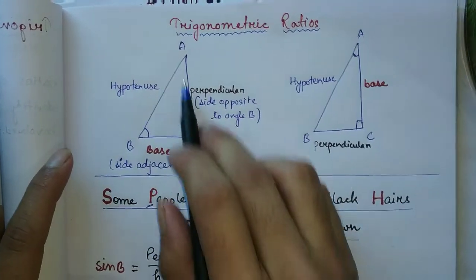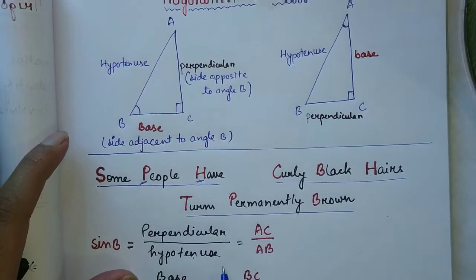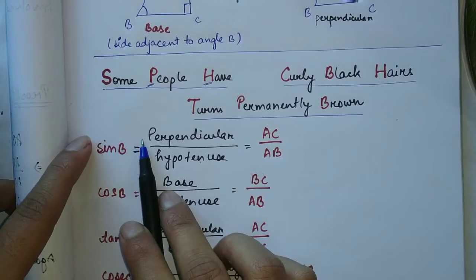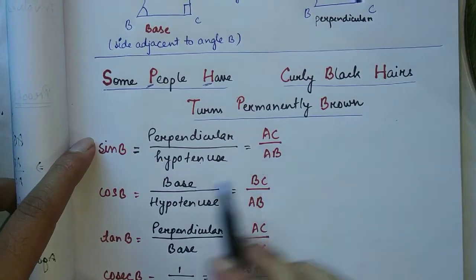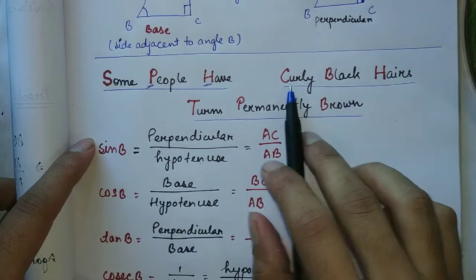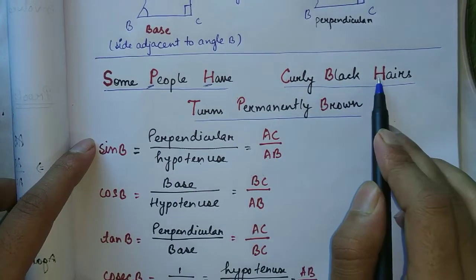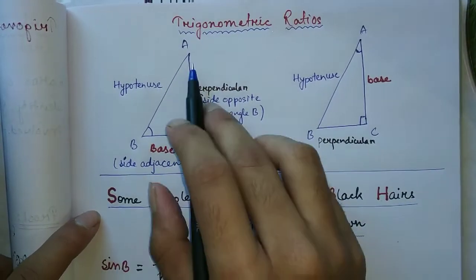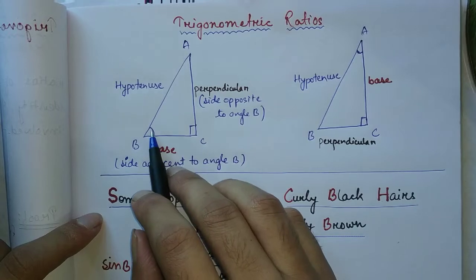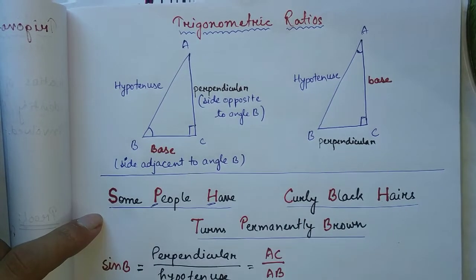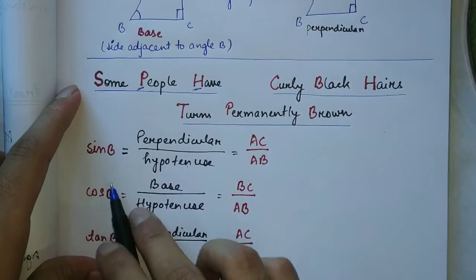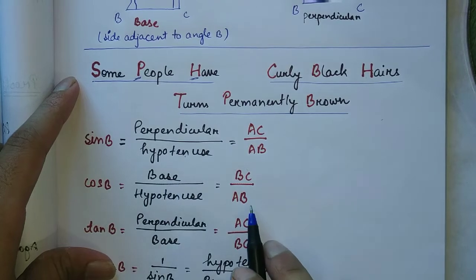So in this triangle ABC, we find that the perpendicular is AC and the hypotenuse is AB. So our sine of B becomes AC by AB. Now for cos of B, from the sentence curly black hairs, that is B by H, that is base by hypotenuse. So in this triangle ABC, where we have taken the reference angle as B, cos of B becomes base by hypotenuse, it is BC by AC. Oh sorry, AB. AB is the hypotenuse. We can see AB is the hypotenuse. So cos of B becomes BC by AB.